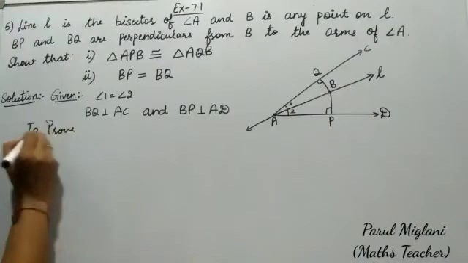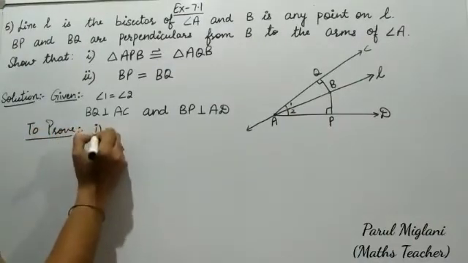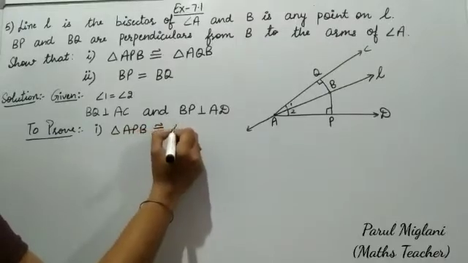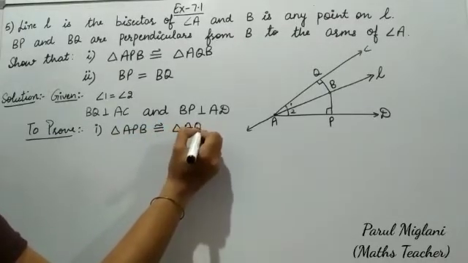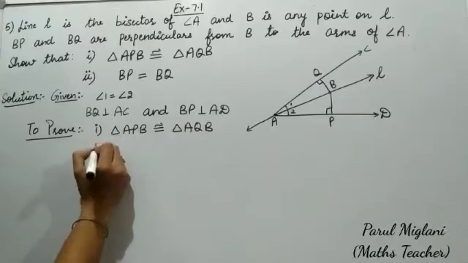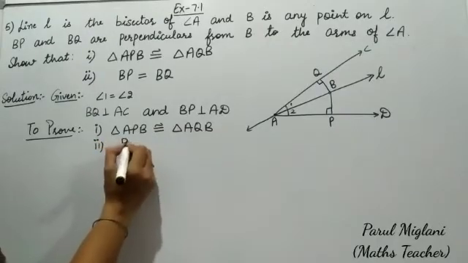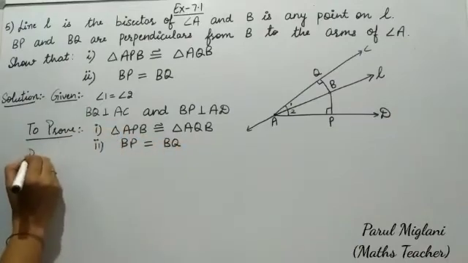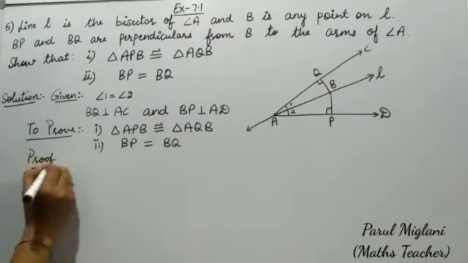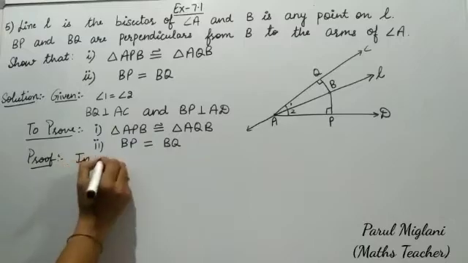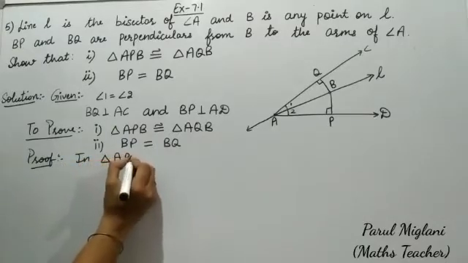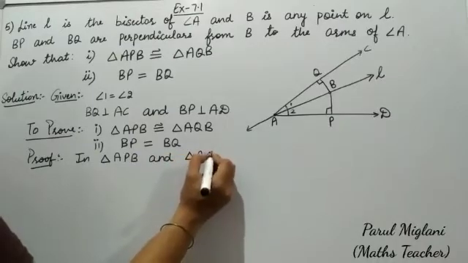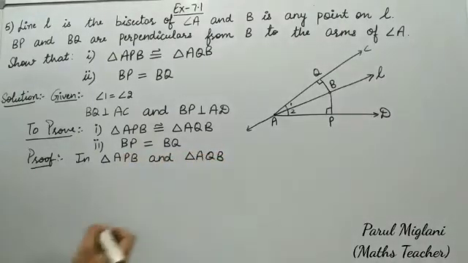To prove, first is triangle APB is congruent to triangle AQB. Second part is BP is equal to BQ. Now its proof is in triangle APB and triangle AQB.